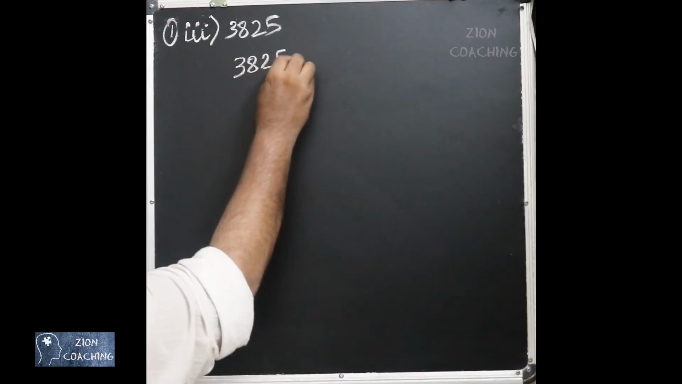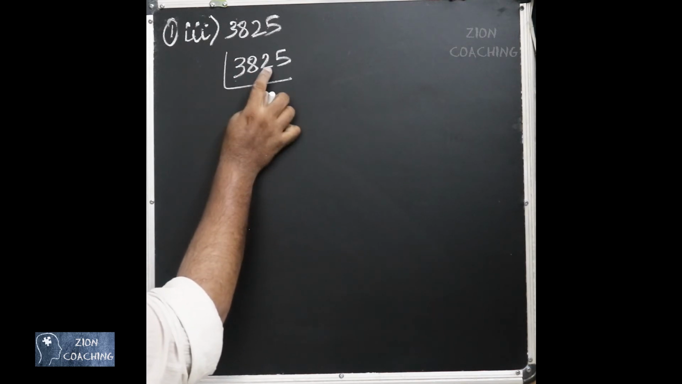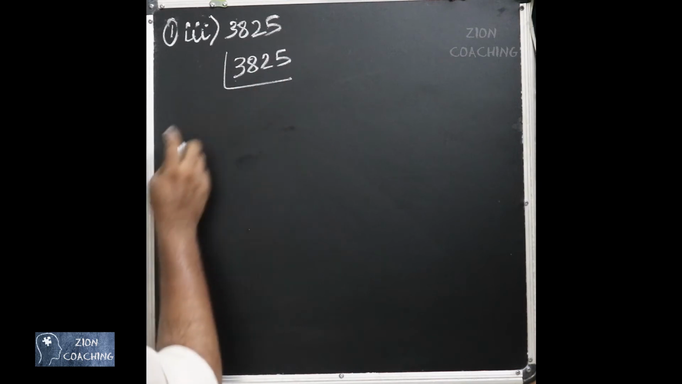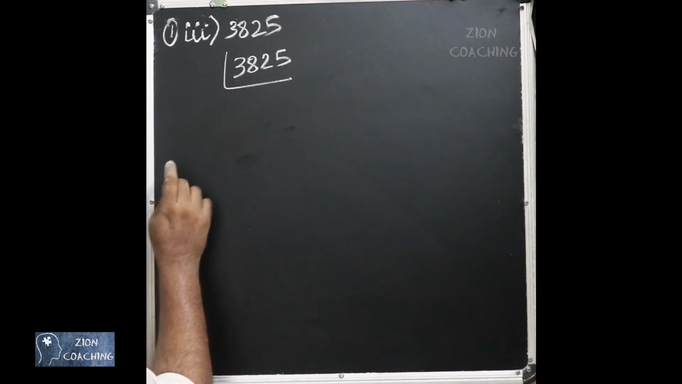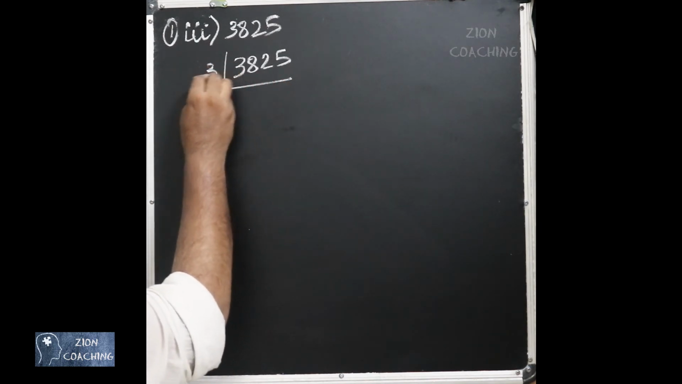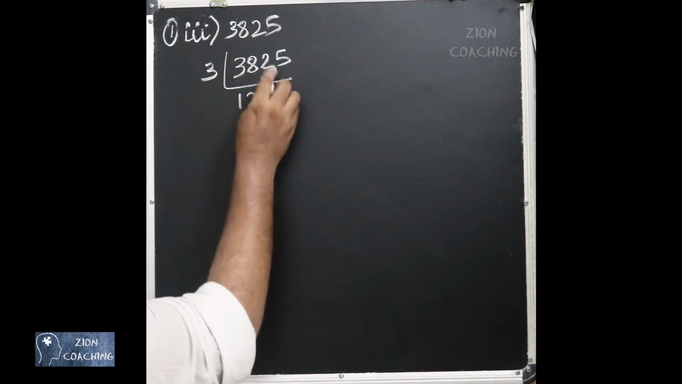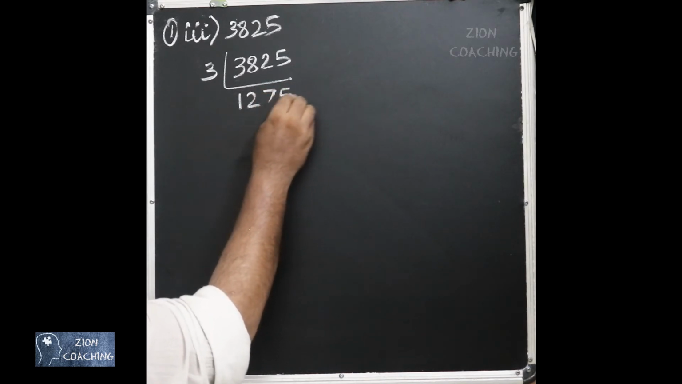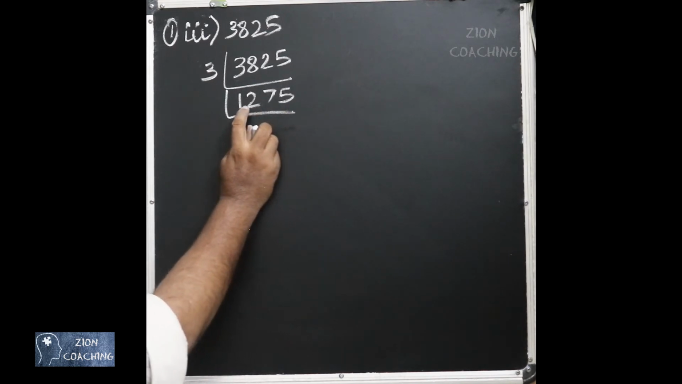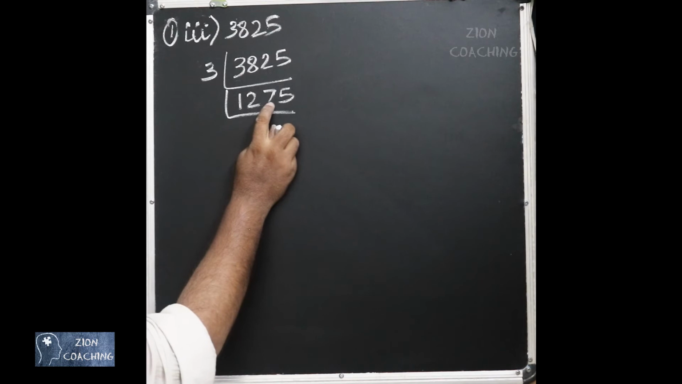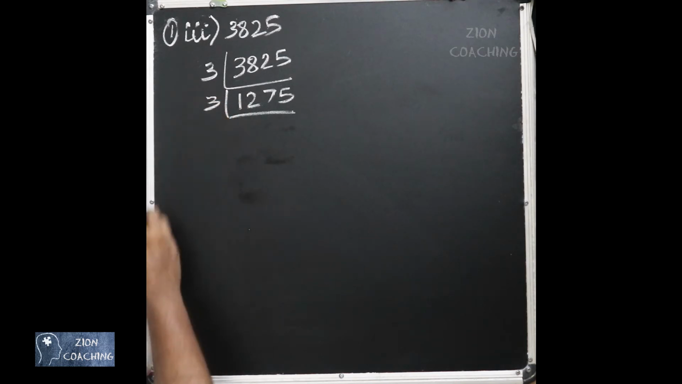We are going to prime factorize this number 3825. You add the digits. 8 plus 3 is 11, 11 plus 2 is 13, 13 plus 5 is 18. The sum of the digits is divisible by 3 because you know that 18 is divisible by 3. So this number is also divisible by 3. 1 3 is 3, then you have 2 3s are 6, then you will have 22, 7 3s are 21. So it is 1275. Again you check whether this number is divisible by 3. 1 plus 2 is 3, 3 plus 7 is 10, 10 plus 5 is 15.